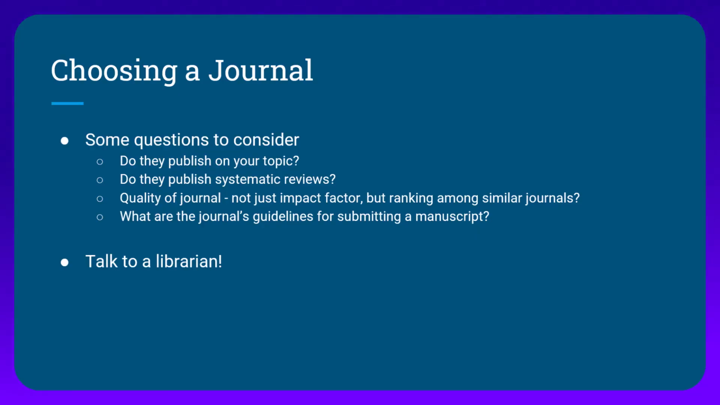Picking the right journal can be a difficult process, but when considering journals, here are several questions to keep in mind. Do they publish on your topic, and do they even publish systematic reviews? What is the quality of the journal within its field, and how well indexed is it? That is, how findable is the journal? Are they indexed in major article databases in your field? What are the journal's guidelines for submitting a manuscript? How do you properly prepare your manuscript for submission? Remember that this is another area where librarians can help. Don't hesitate to reach out for a consultation to get some ideas on how to approach this question. The library has a lot of tools available to help you answer these questions.